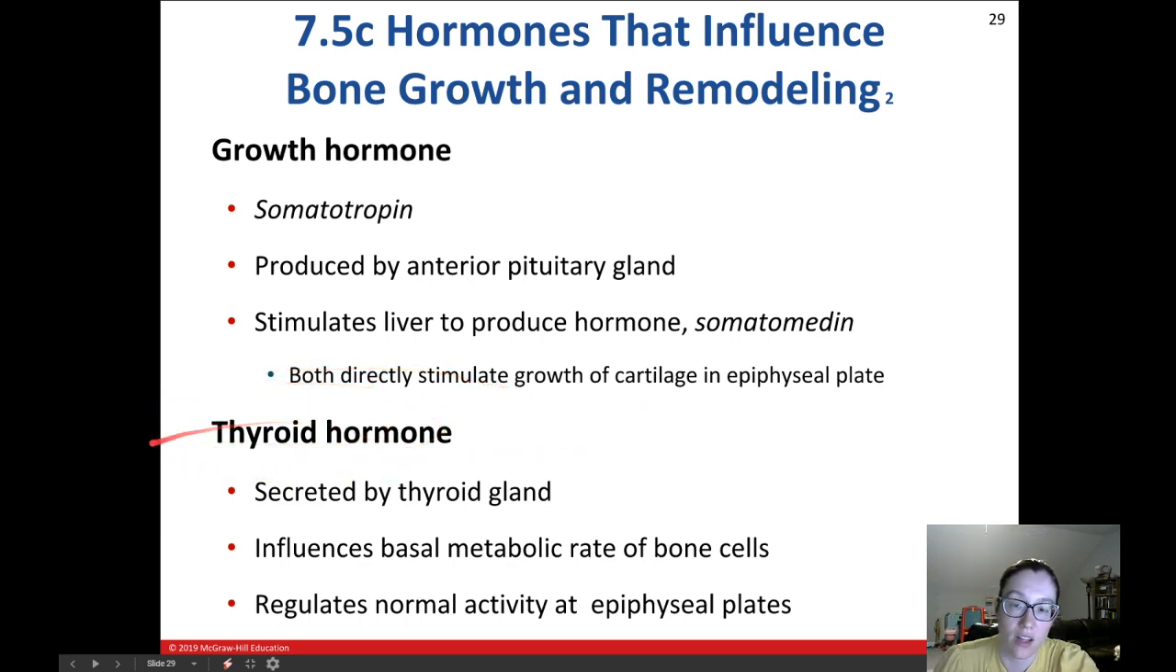Thyroid hormone is another hormone that's important. Thyroid hormone is secreted by the thyroid gland, which is this butterfly-shaped gland up here in your throat. And basically, it's going to influence your metabolic rate. It influences the metabolic rate of lots of cells, but since we're talking about the skeletal system, it influences the metabolic rate of bone cells, and it increases their activity. And so it's going to help regulate the normal activity of the epiphyseal plate. So both growth hormone and thyroid hormone are important, and they're active during the growing phases, like childhood and adolescence, or childhood especially. We'll talk about adolescence in just a second.